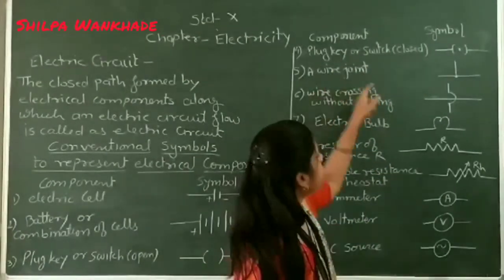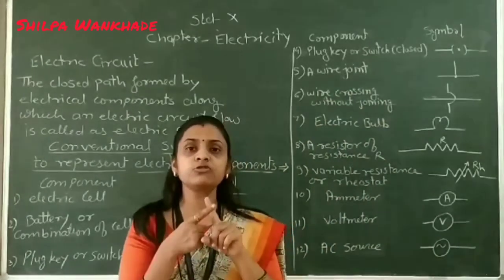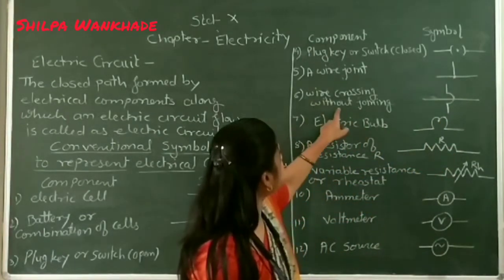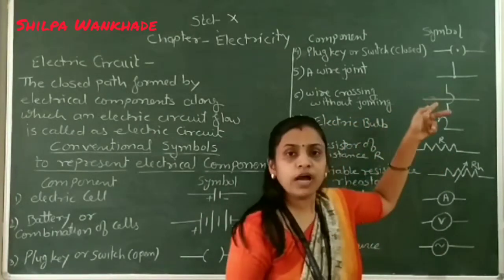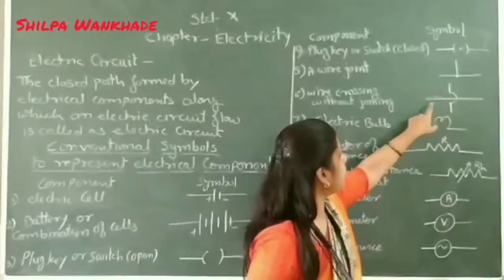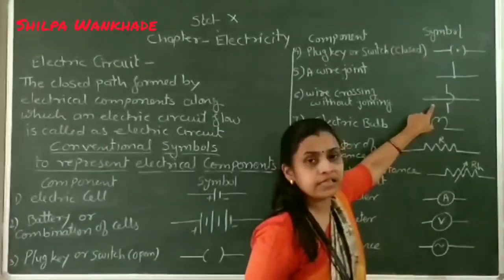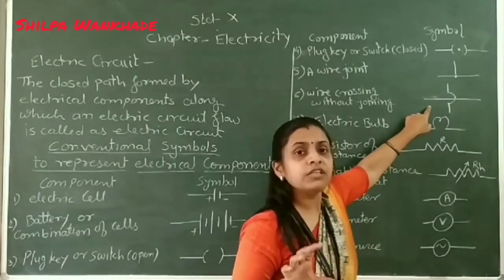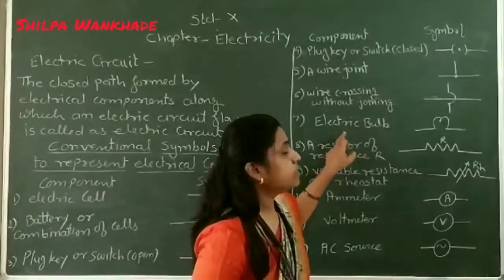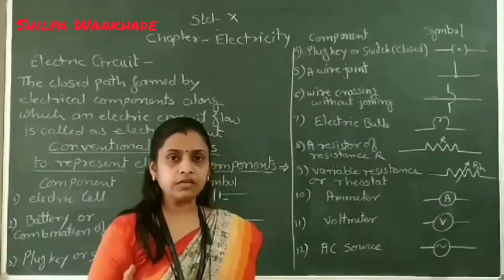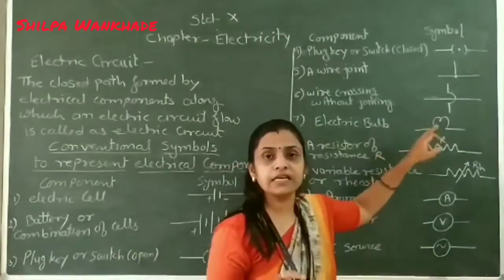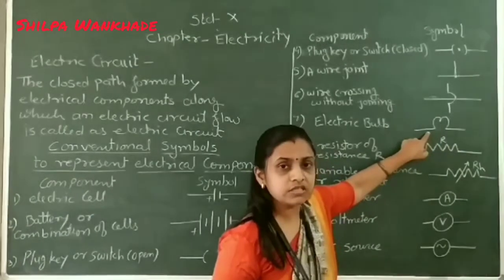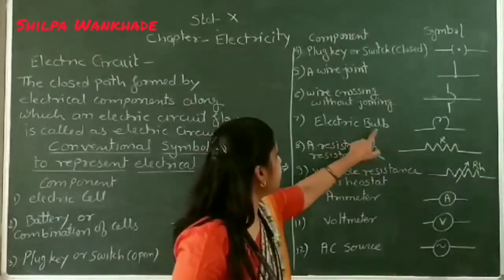Now next is wire. Whenever we join two connecting wires, it is represented by this symbol. Now wire crossing without joining, where two wires cross each other in an electric circuit, is represented by this symbol. So this symbol represents that two wires cross each other without joining. Now the electric bulb. Whenever we use an electric bulb in the circuit, it is represented in the circuit diagram by this symbol. So this is the symbol for the electric bulb.